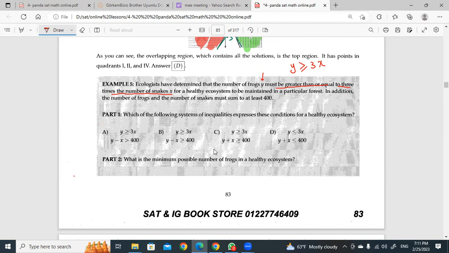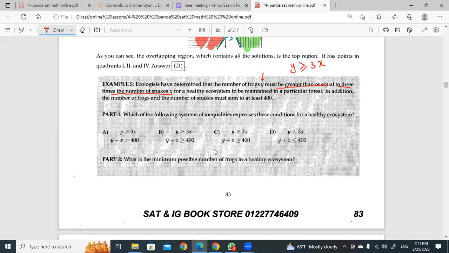Okay? Do you need me to repeat this again? Zena, Yasmin, Doha, do you need me to repeat this again? No need. Okay?